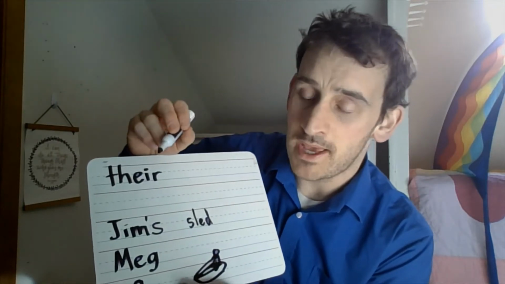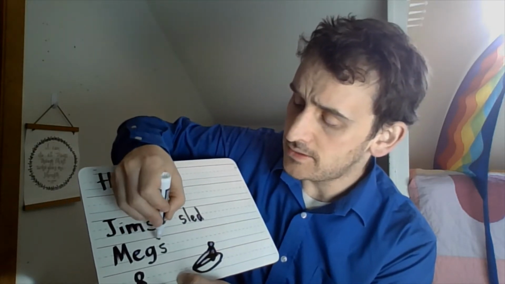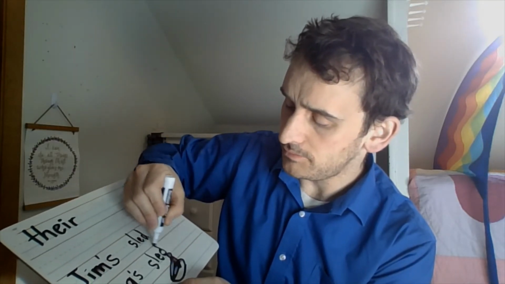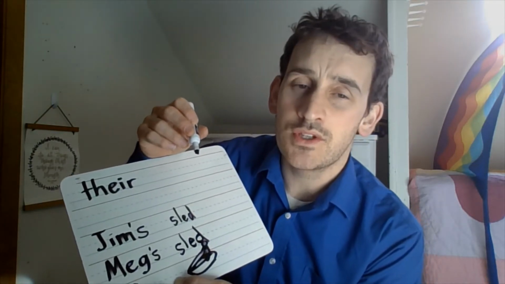Down here I've got the word Meg. You can see a little picture. And if I write an S and an apostrophe here, I change it to Meg's sled. So you can see apostrophes are used to talk about things that belong to other people.